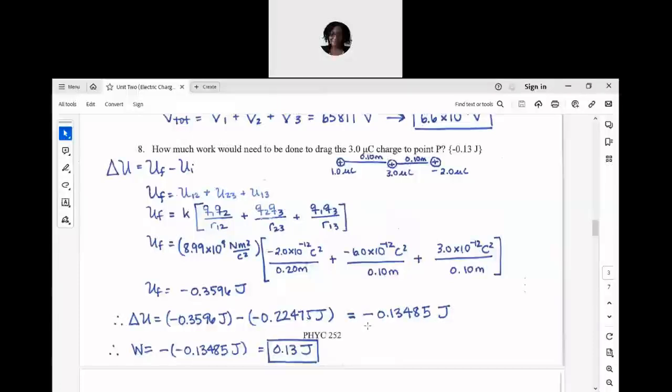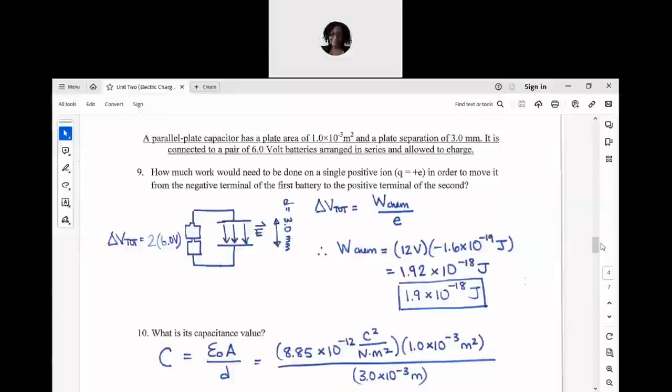And comparing that to the original potential energy, if I take the final energy minus the initial, I end up with negative 0.13485 joules, which is itself the negative of the amount of work done. So in other words, calculate delta U, multiply that by negative 1, and you have work. That is 0.13 joules.